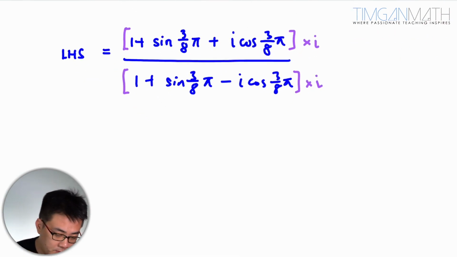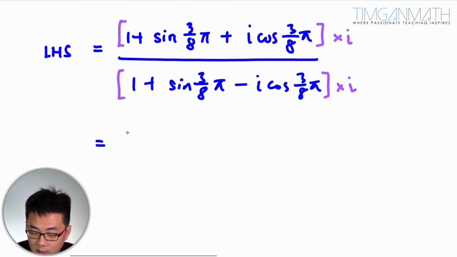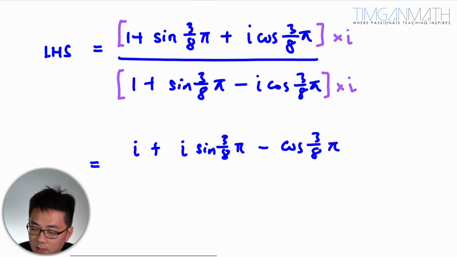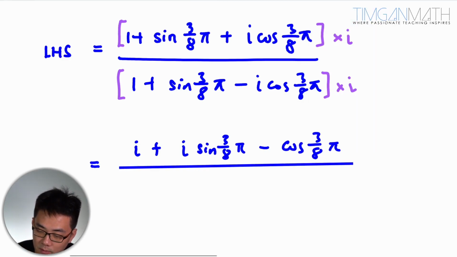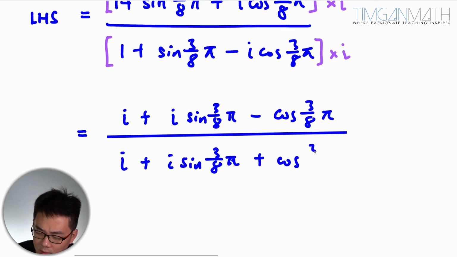Then in this case, what we'll get eventually is i plus i sine 3 over 8 pi minus i squared, which is minus, cosine 3 over 8 pi. So I'm going to skip some steps there. And this would just be i plus i sine 3 over 8 pi plus cosine 3 over 8 pi.